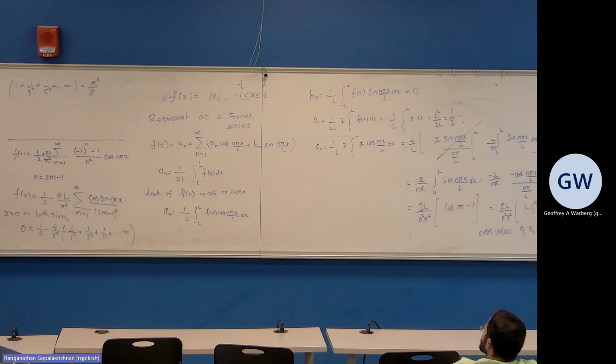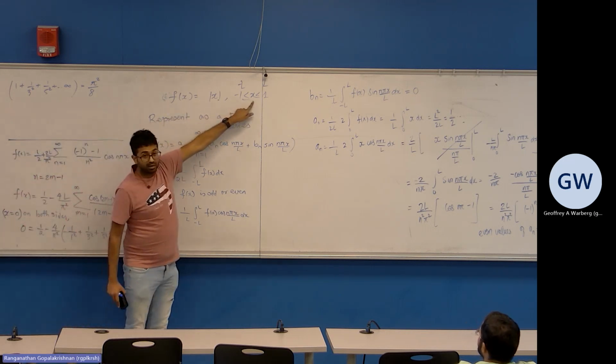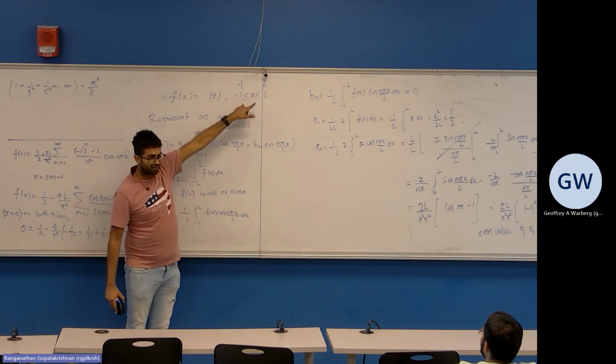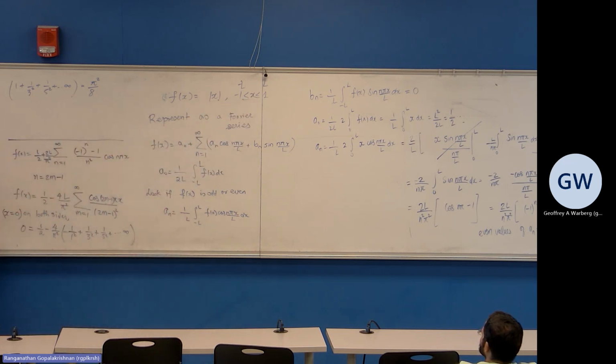That is one of the utilities of this type of representation, to evaluate such infinite series. And this is an important point: you substitute x equal to 0 because x equal to 0 is contained in this interval. You can't just directly substitute some random value outside this interval. It has to be within this interval.